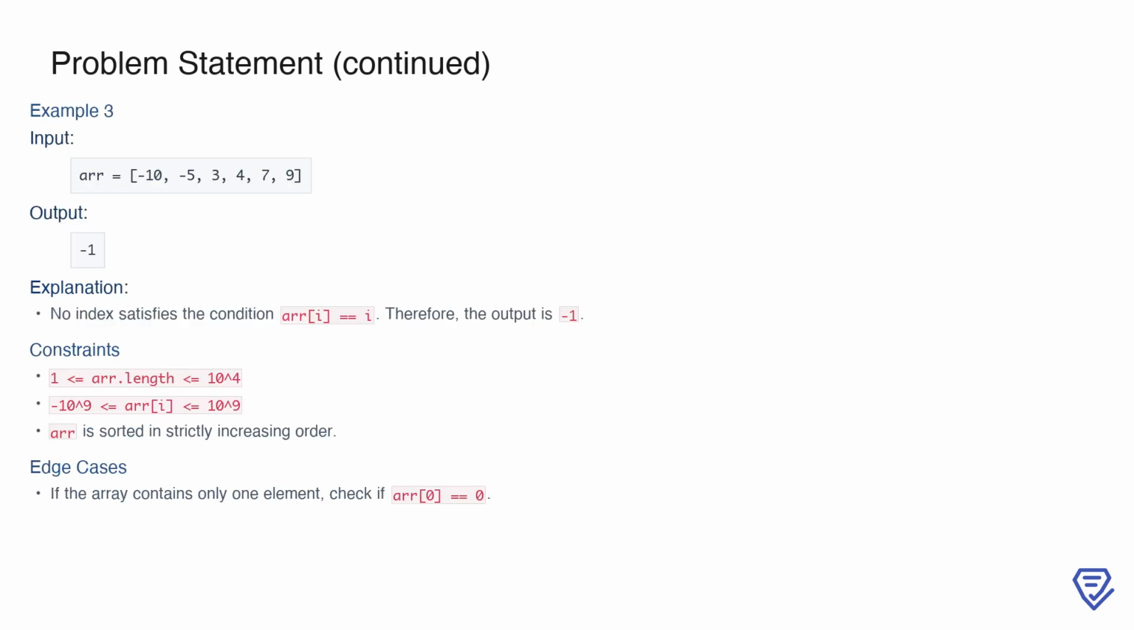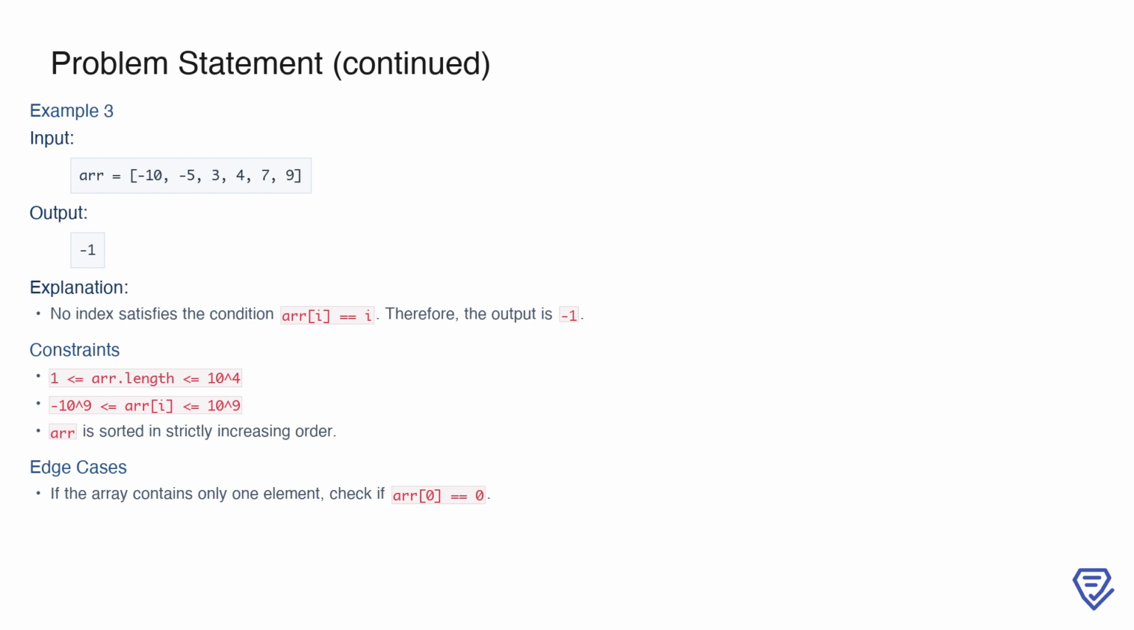Let's look at a third example to understand when no fixed point exists. If the input array is -10, -5, 3, 4, 7, 9, the output is -1. In this case, there is no index i where the value of the array matches the index. For instance, at index 2, we have arr[2] equals 3, which does not equal 2. Similarly, none of the other indices satisfy the condition, so we return -1.